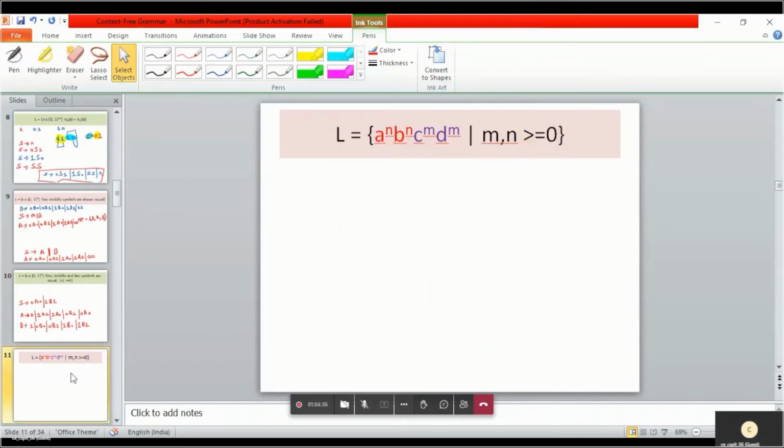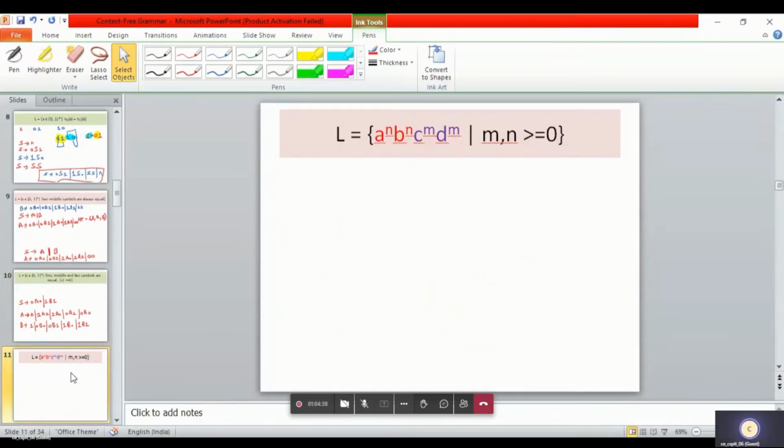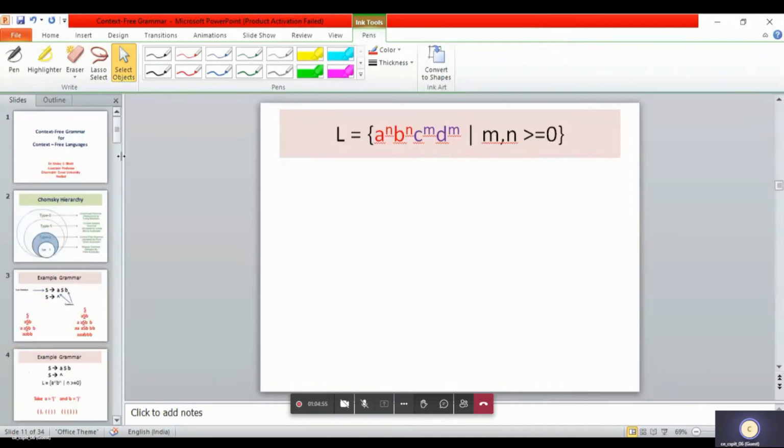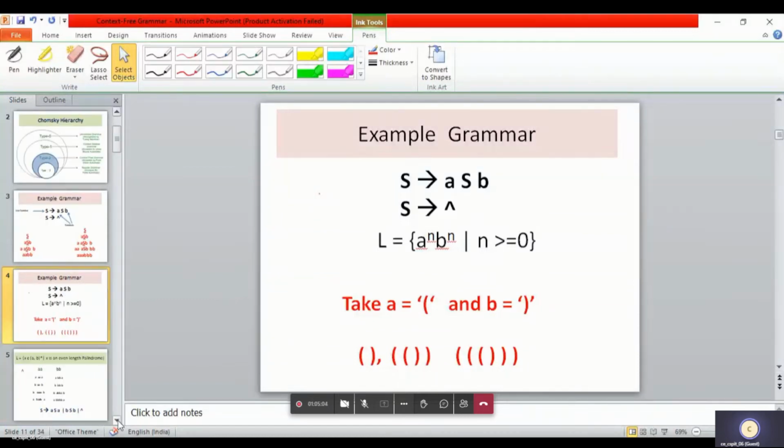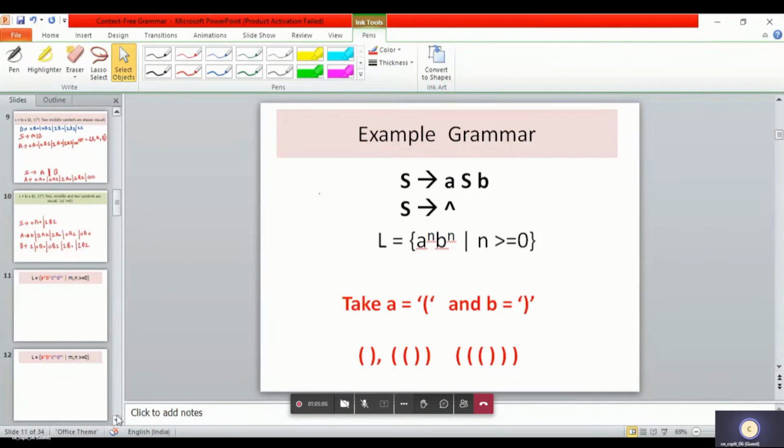Okay, so now we have one more example. We have L equal to A raised to N, B raised to N, C raised to M, D raised to M, where M, N greater than or equal to 0. If you look at this language, it is similar to what we have done in the first example, A raised to N, B raised to N, N greater than or equal to 0. So this is similar to that, but there is a minor change.